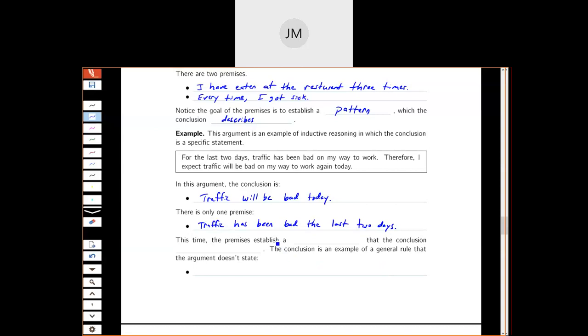So in this case, we're still trying to establish a pattern, right? The premise establishes a pattern. But rather than say that traffic will always be bad, our conclusion is just saying that it's going to be bad again today. So the conclusion continues that pattern. We say, okay, the last 2 days traffic has been bad. Therefore, I conclude it will be bad one more day. So we're just continuing the pattern, one more step.